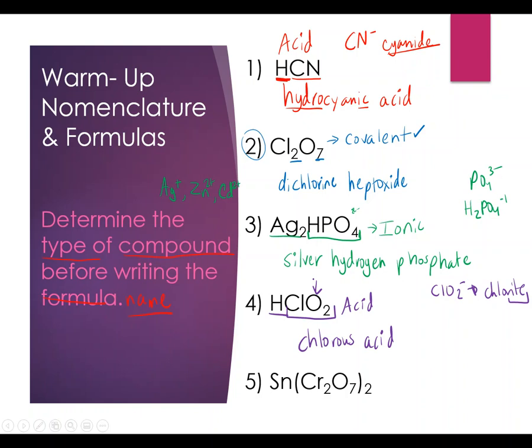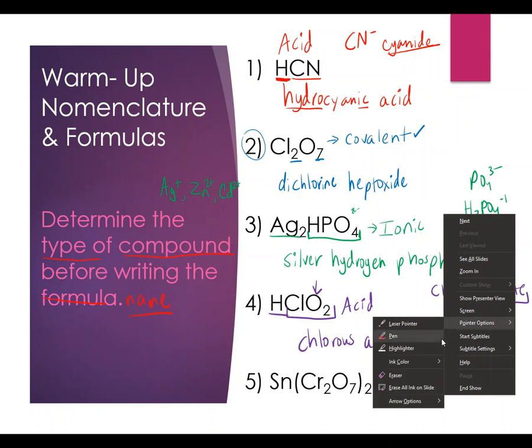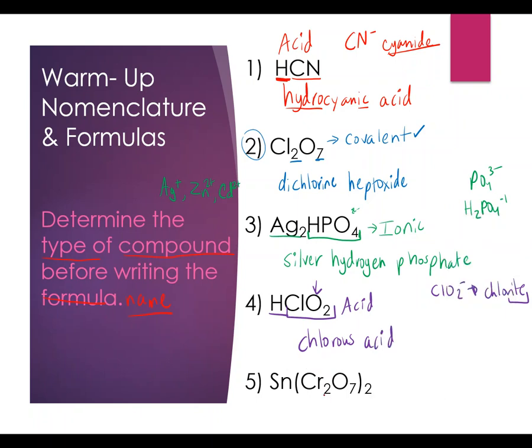Very good. Last but not least, number 5. Is that ionic or covalent? Or acid? I guess I should name them all. Ionic, covalent, or acid? What type of element is this? What's Sn? The lower right of the periodic table. Good, that is tin. Sn is tin.